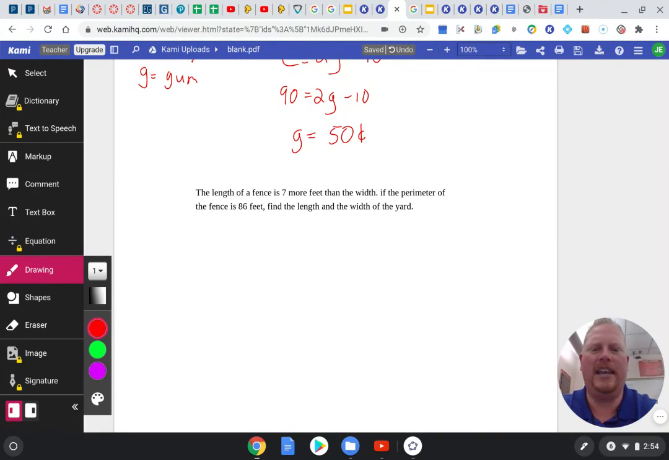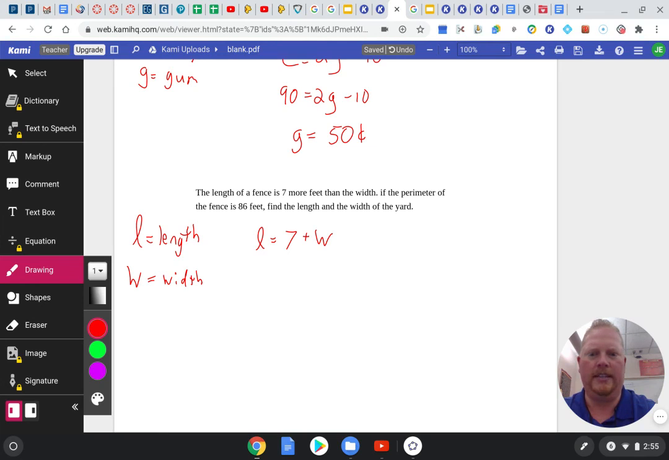Next problem. The length of a fence is 7 more feet than the width. If the perimeter of the fence is 86 feet, find the length and the width of the yard. So my unknowns here, I have no idea what the length is. I have no idea what the width is. It says the length of a fence is, so the length is 7 more, that means to add, 7 more feet than the width. So there's a good equation right there. The length equals 7 plus W.